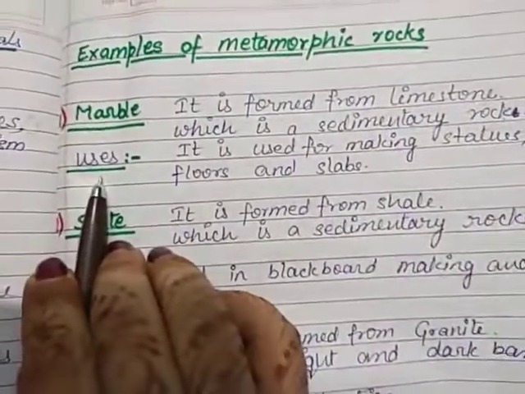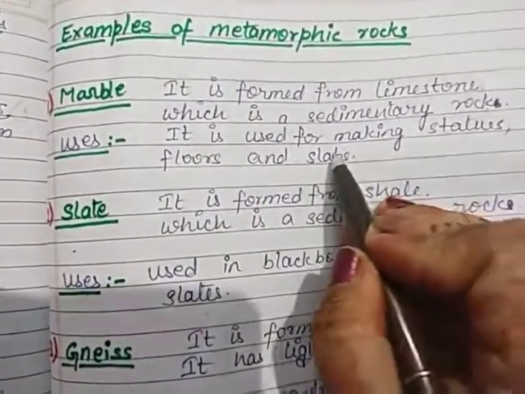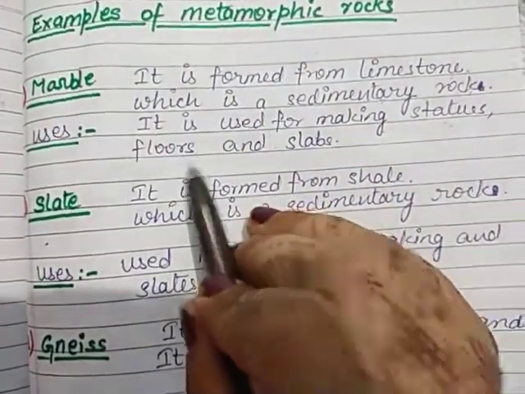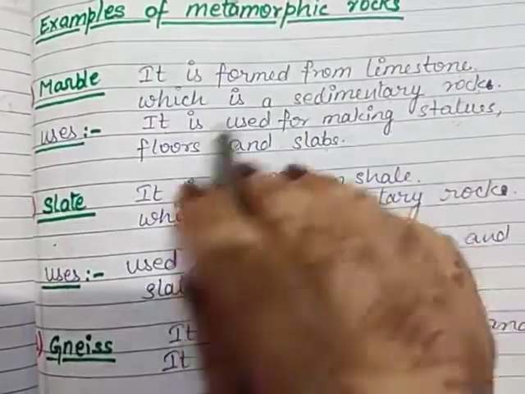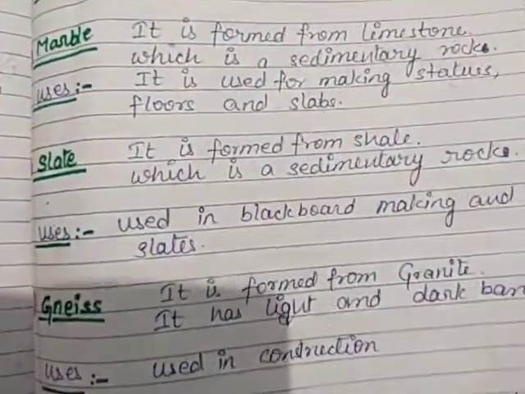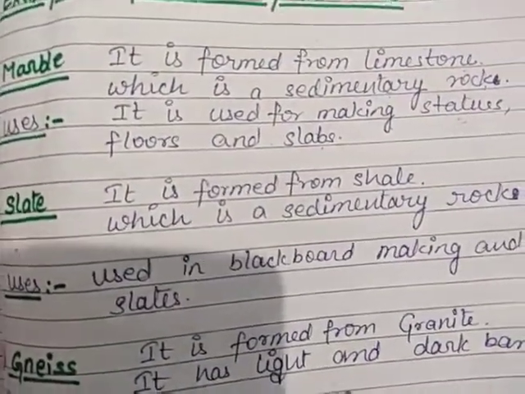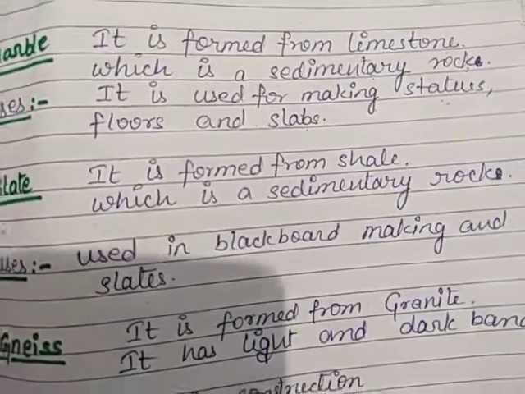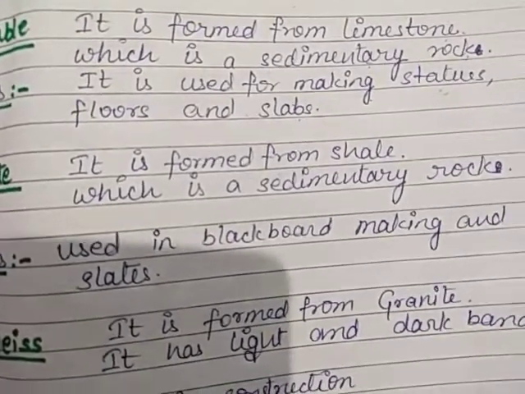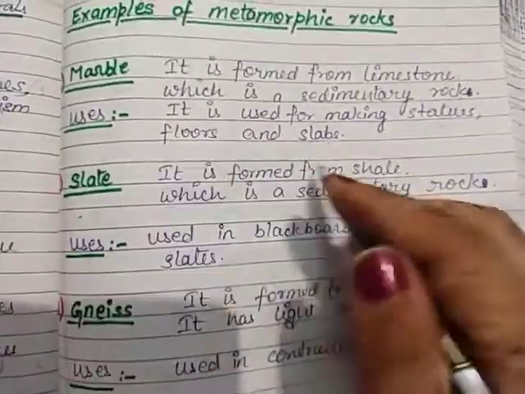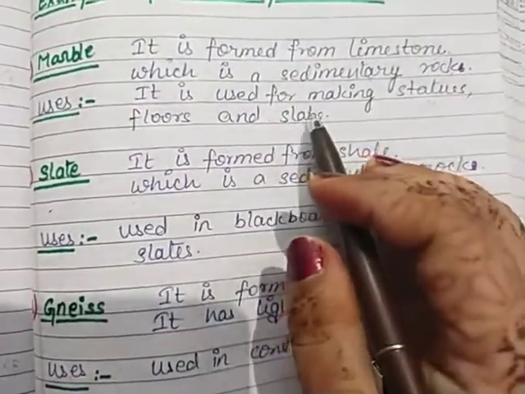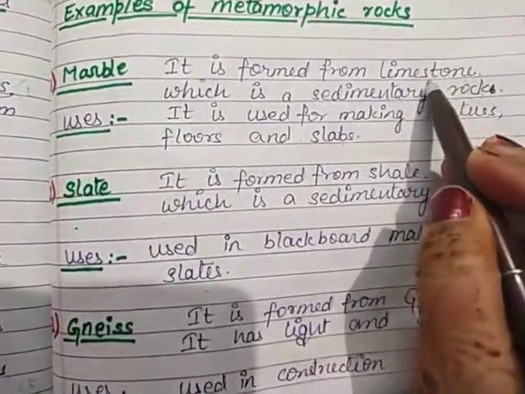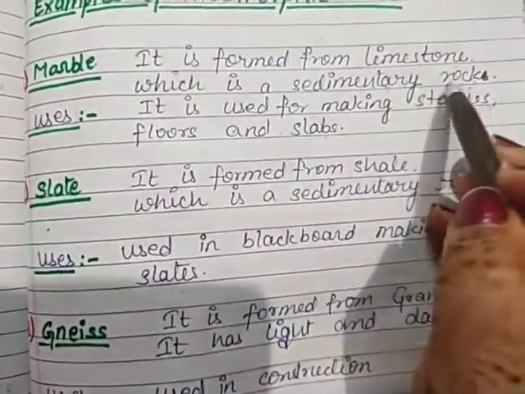And what are the uses of marble? Marble is used in making statues, floors and slabs. Mostly in our homes, the flooring is made of marble. Now every home has marble flooring. You can see marble flooring in malls and luxurious hotels. The slabs in the kitchen are also made of marble. So marble comes from limestone, which is a sedimentary rock. This is the major important thing.